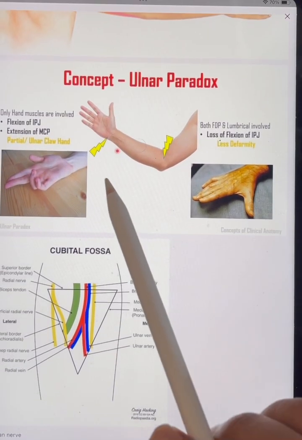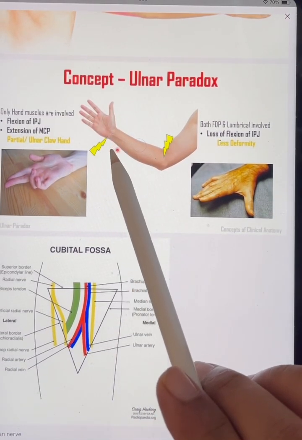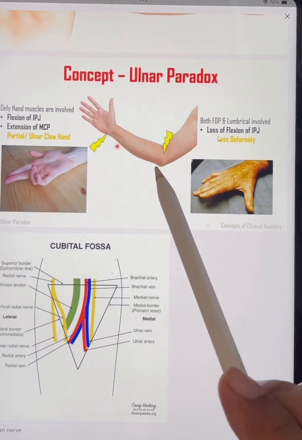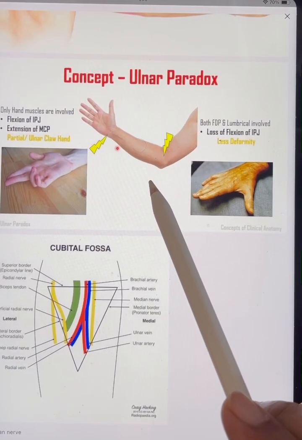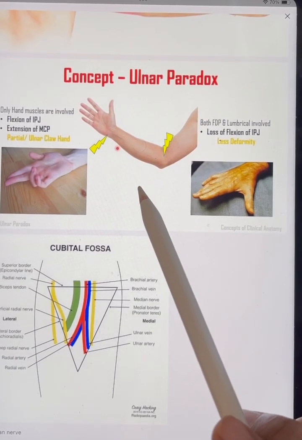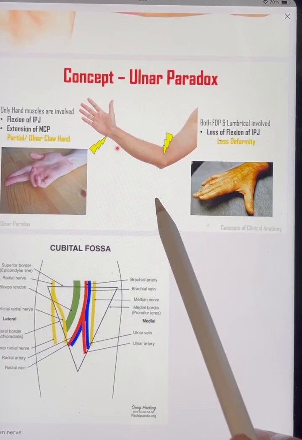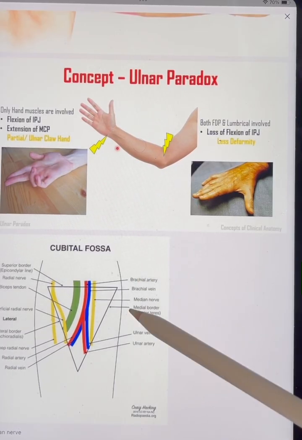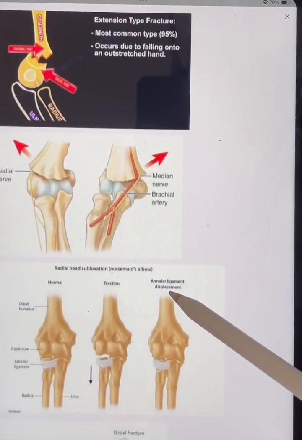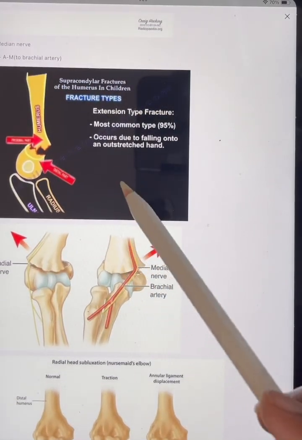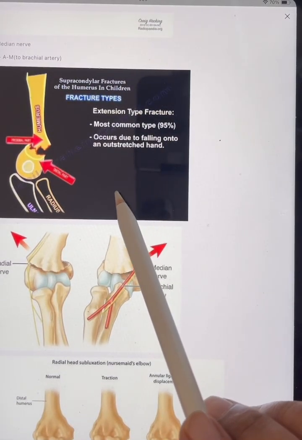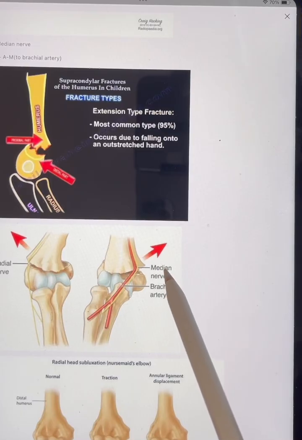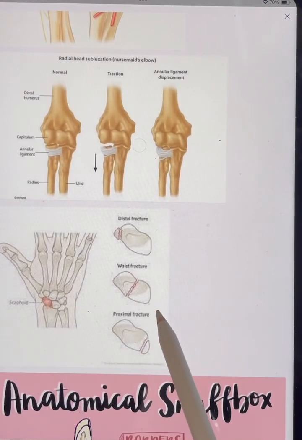Ulnar paradox: injury at the wrist joint gives more damage because injury at the elbow joint is a little bit less. FDS is supplied also by the ulnar nerve. So here if you get an injury, FDS is supplied with this. This is the cubital fossa. Injuries: supracondylar fracture is more common. The brachial artery or the cubital is more commonly injured.